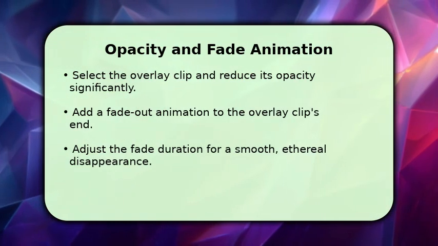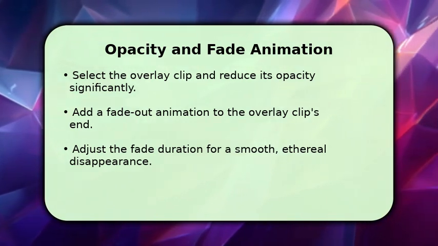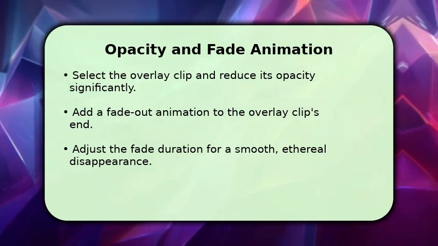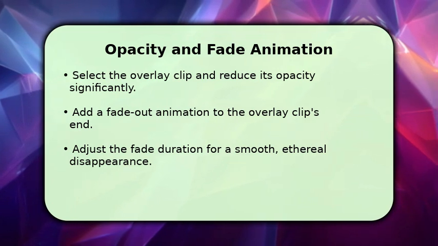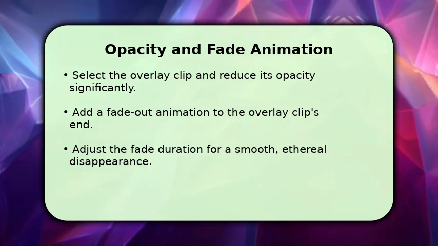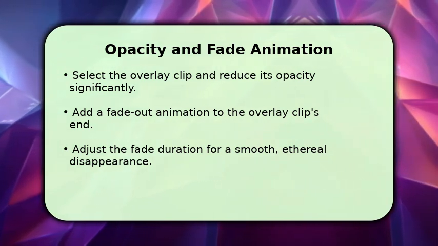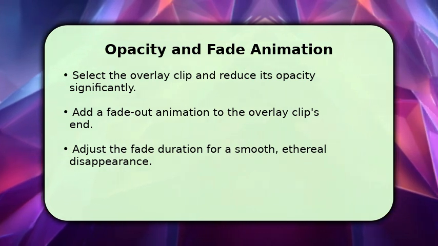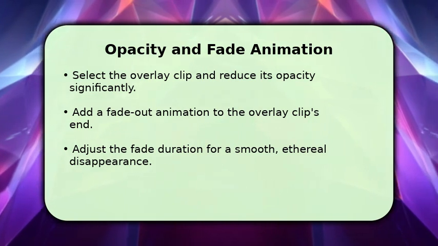With your overlay clip selected, navigate to the opacity setting and reduce it to around 30 to 40%. This makes the overlay semi-transparent, giving it that ghostly appearance. Next, add a fade-out animation to the end of this overlay clip. Experiment with the duration of the fade, perhaps setting it to 1 or 2 seconds, to achieve a smooth, ethereal disappearance that truly sells the ghost effect.